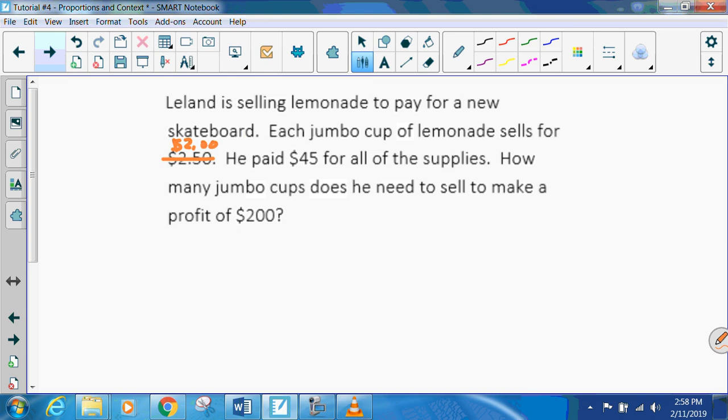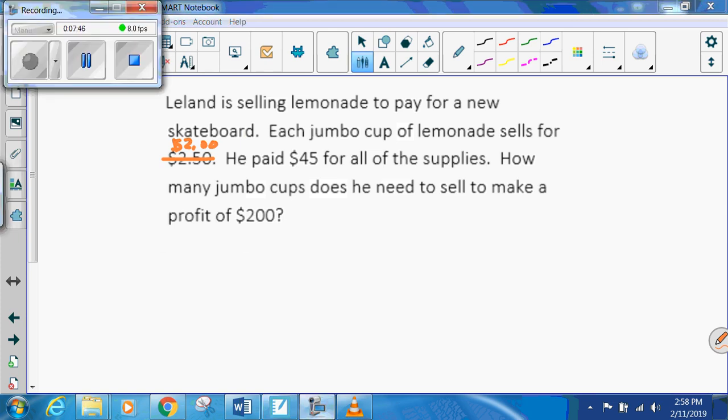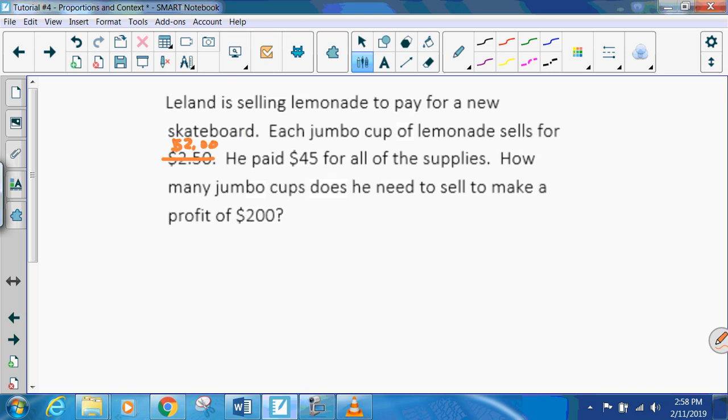All right, so here we've got Leland. He's selling lemonade to pay for a new skateboard, and each jumbo cup of lemonade sells for $2. He paid, and I'm just going to check on the time real quick. So he paid $45 for all the supplies. And how many jumbo cups does he need to sell to make a profit of $200?